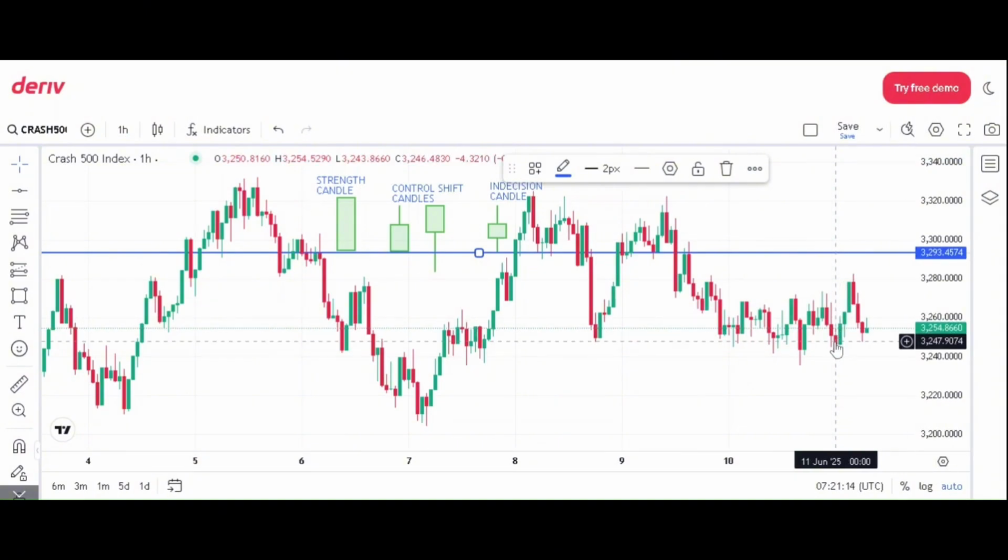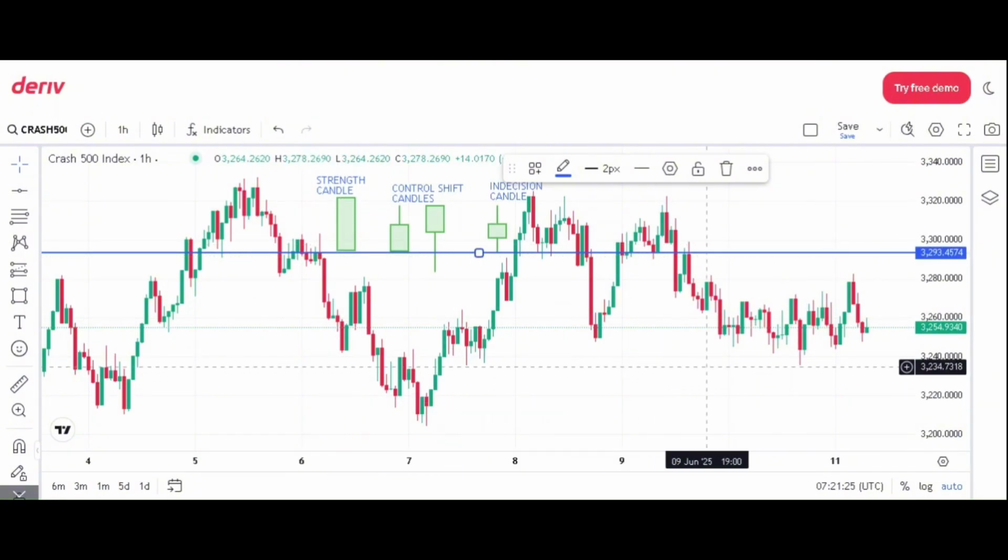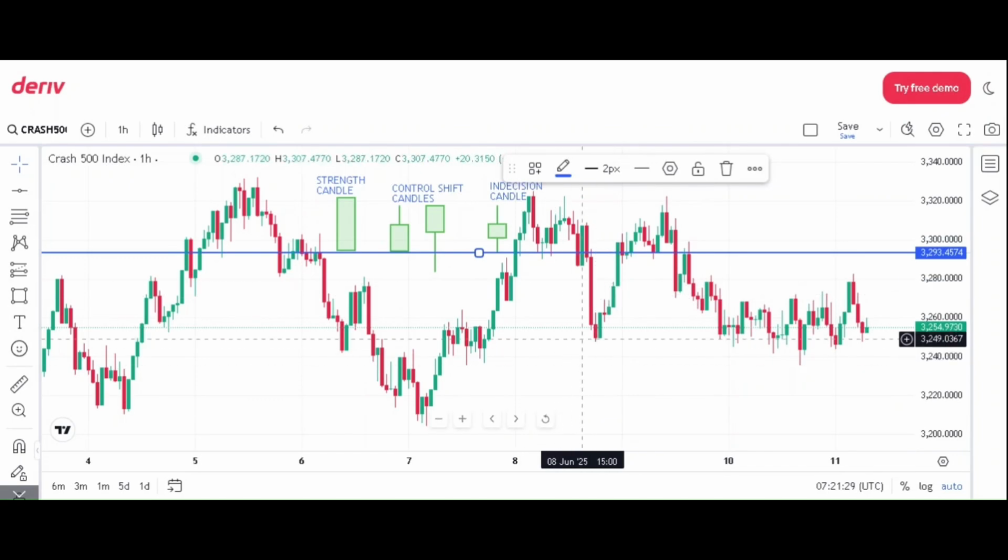So I want you all to maximize your entries and make sure that you enter your trades when there is this kind of candlestick. So we'll be looking for those types of candlesticks as we trade. For instance, here you can see that the market was dropping, right? Then it created this kind of candlestick. It does not have a wick, which is a sign that it's a strength candlestick.